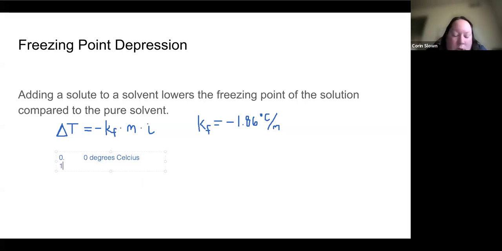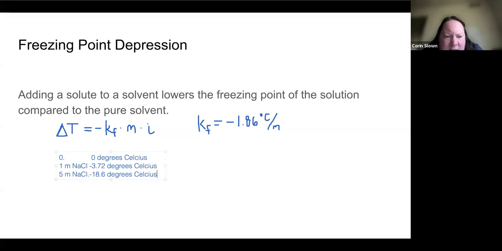If we had 1 molal NaCl, and granted there are lots of different salts that folks use, then it would be negative 3.72 degrees Celsius. And if you're thinking about this, you can imagine then, if it was 5 molal, it would become negative 18.6 degrees Celsius.